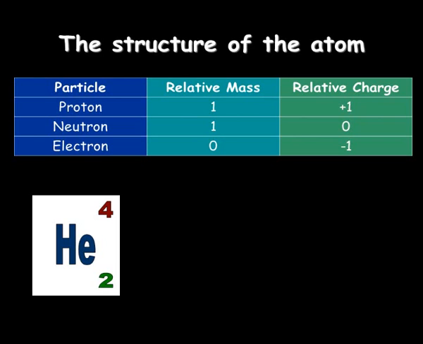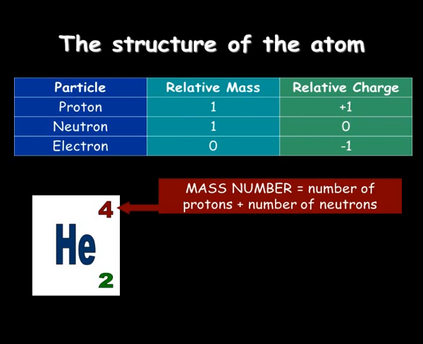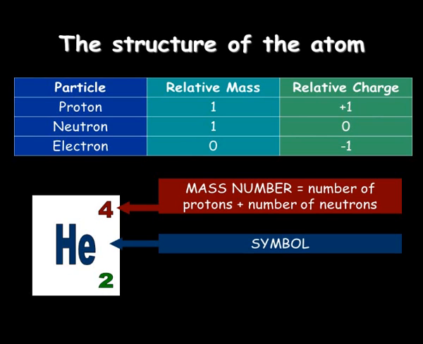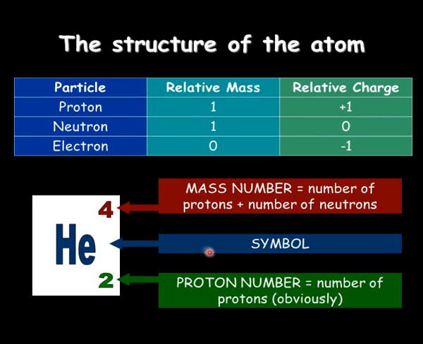We can represent atoms in a periodic table like this, where the top is the mass number, so that's adding how many protons and how many neutrons there are. So in this case, 4 means that there are a total of 4 protons plus neutrons, so it's 2 of each. And the bottom number shows the proton number. So for helium, there are 2. We know it's helium because the symbol He is represented there. So there's 2 protons, so there must be 2 neutrons.